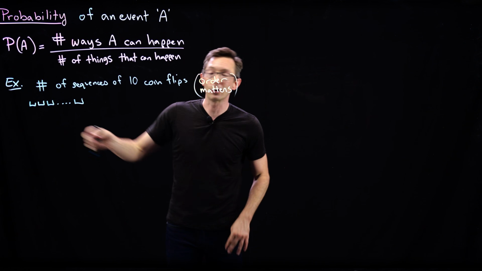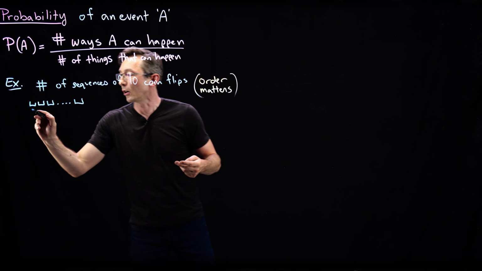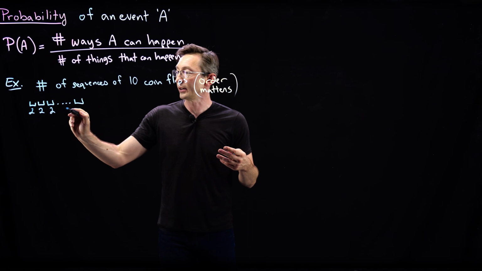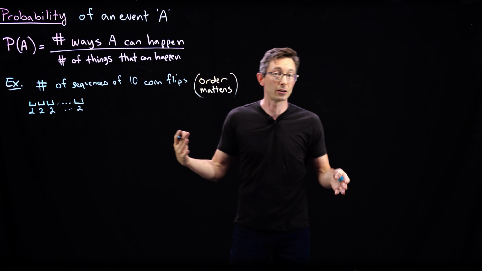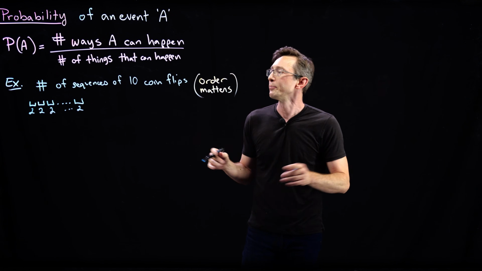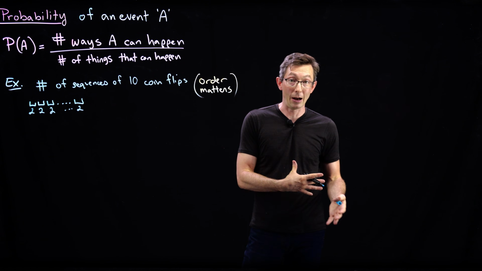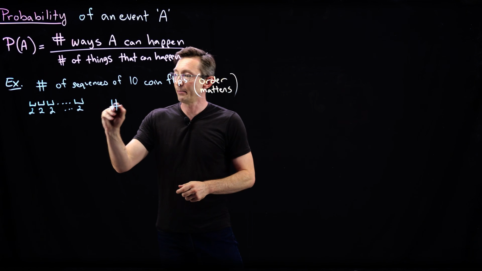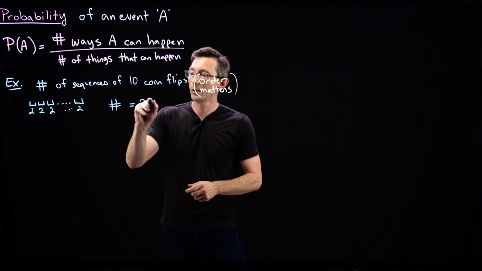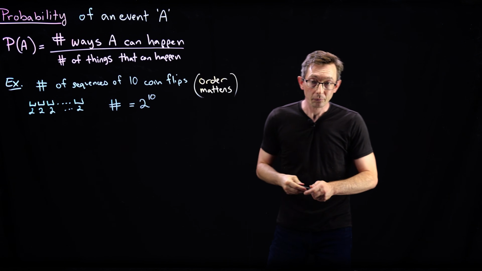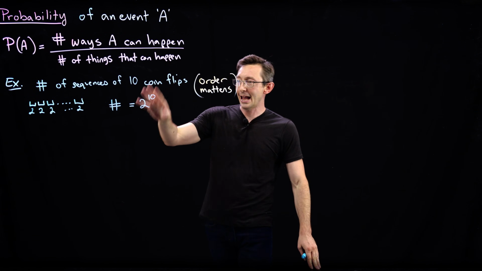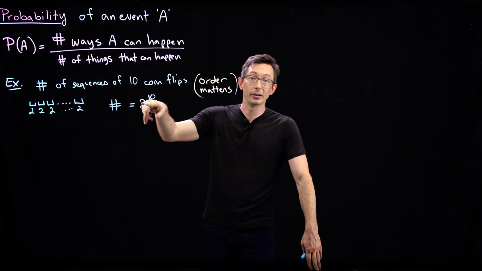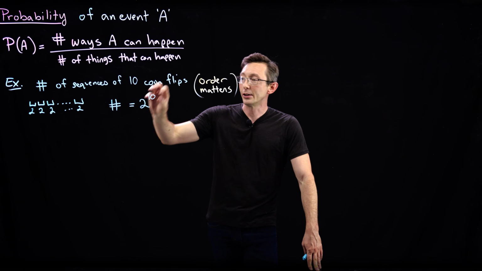Meaning there are 2 outcomes for the first coin, 2 outcomes for the second coin, 2 outcomes for the third coin, ... 2 outcomes for the 10th coin. And they're all independent. So the number of possible outcomes is 2 to the power 10. There are 10 samples and 2 possibilities per sample. And so I just multiply them.